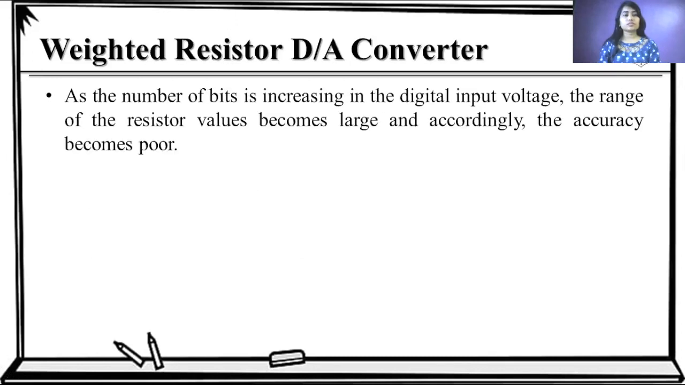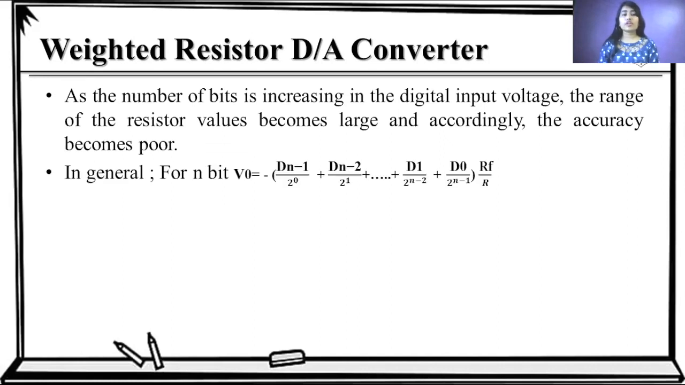But here, as the number of bits is increasing in the digital input, the range of the resistor values becomes large and accordingly the accuracy becomes poor. In general, for n bits, V0 is equal to D(n minus 1) upon 2 raised to 0 plus D(n minus 2) upon 2 raised to 1 plus so on, and lastly D1 over 2 raised to n minus 2, and for D0 we have 2 raised to n minus 1 weight, into RF by R.